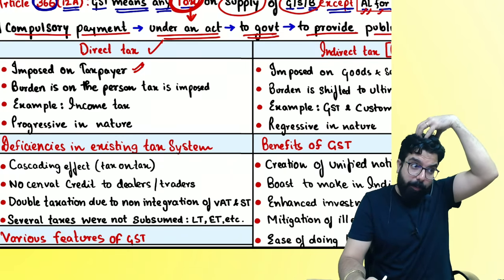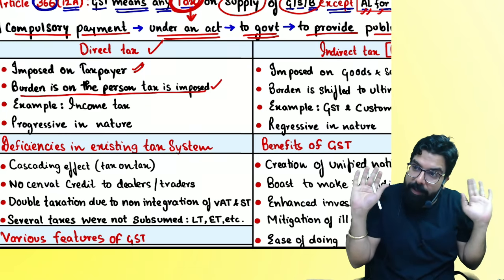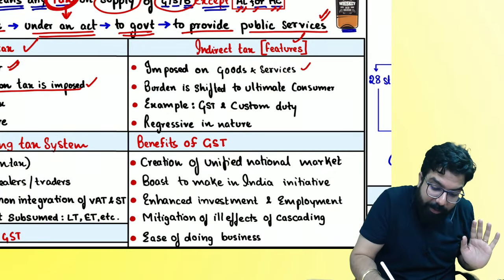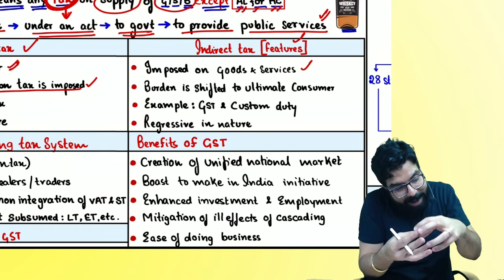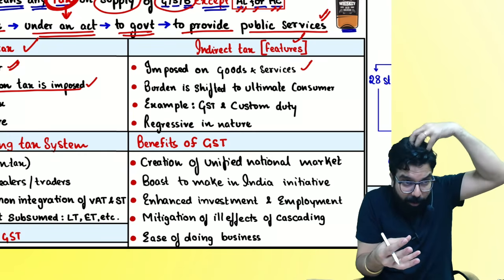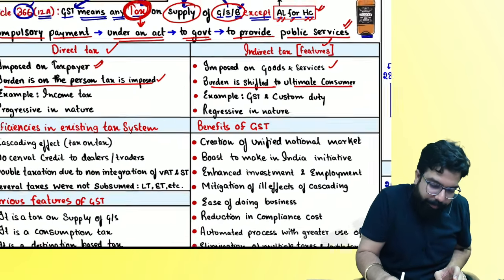And burden will also be borne by? Burden is also borne by the person on whom it is imposed. Indirect tax is imposed on me on goods and services which I sell. So, do I go ahead and pass on the burden to the consumer, or do only I bear it? Burden is shifted to the ultimate consumer.